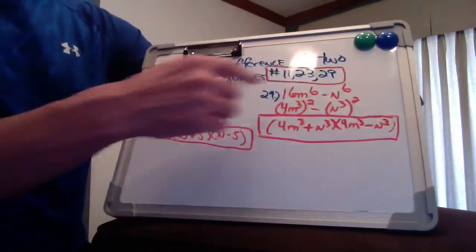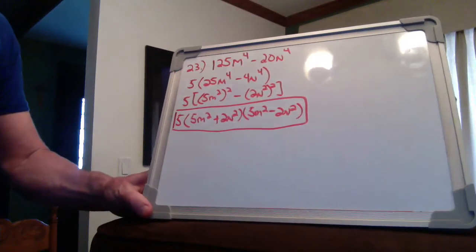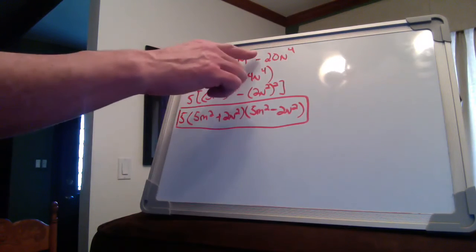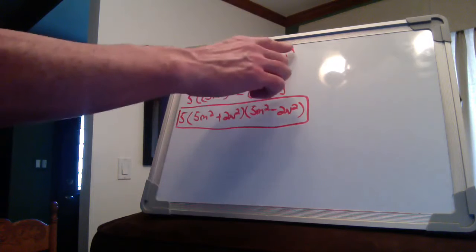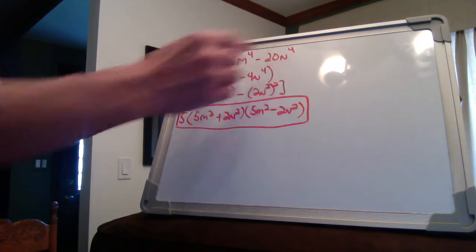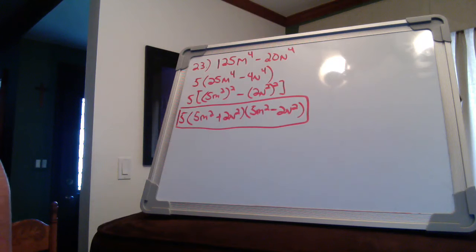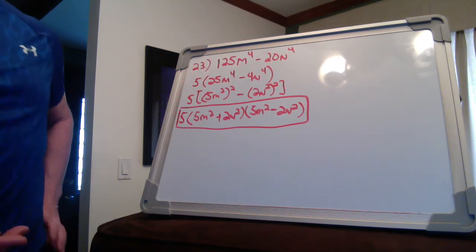That was 29. Going to 23, it's on the back here. Here you do have a minus sign, m to the 4th, n to the 4th. Those are perfect squares because the exponent is even. But look at your 125 and 20. Those are not perfect squares. So just like in a previous problem, what you want to do is factor out a GCF to then see if you can create two perfect squares.